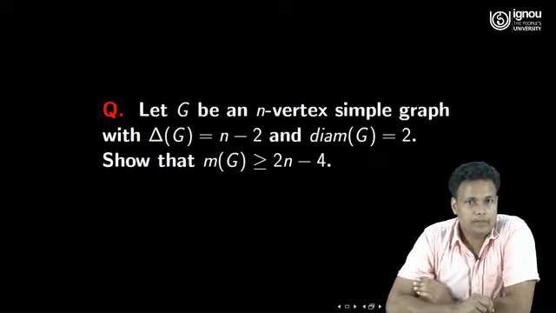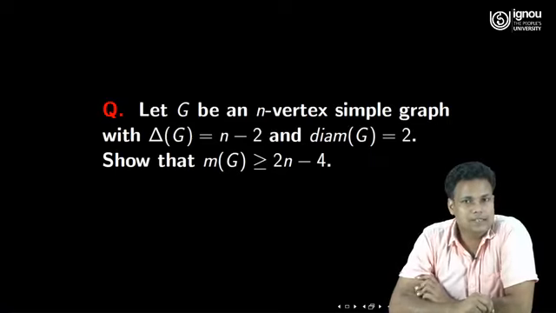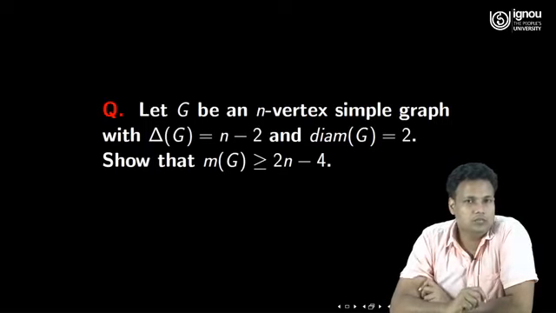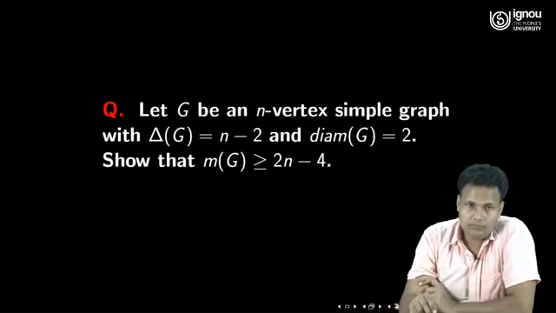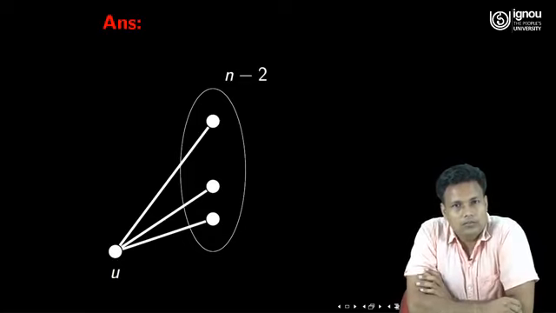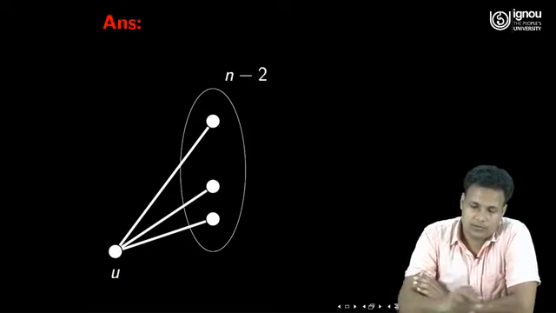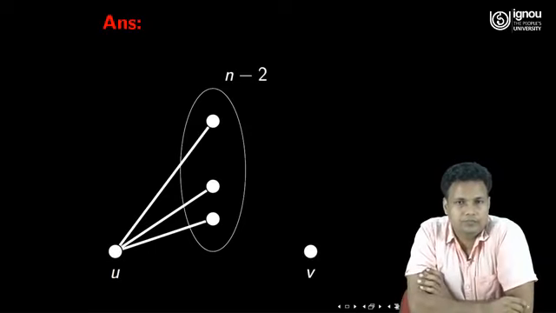Okay, so we are given that the graph has maximum degree n minus 2, right? This means that it has some vertex with precisely n minus 2 neighbors, and let this vertex be u. There are n minus 2 neighbors, but these n minus 2 neighbors along with u only make n minus 1 vertices of G. So G has one more vertex, let's say V.